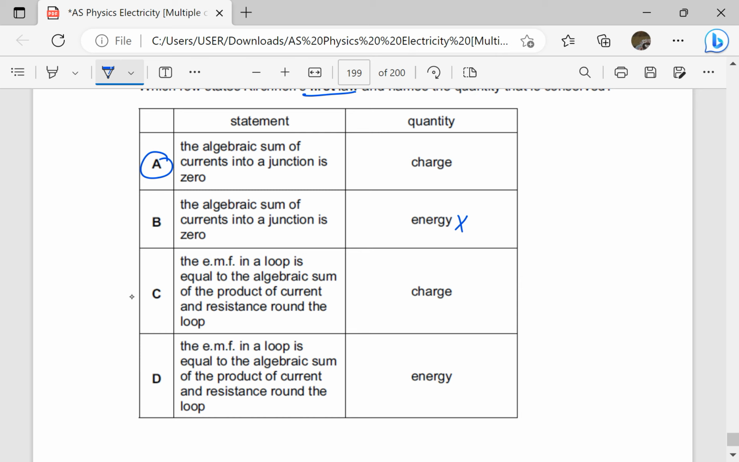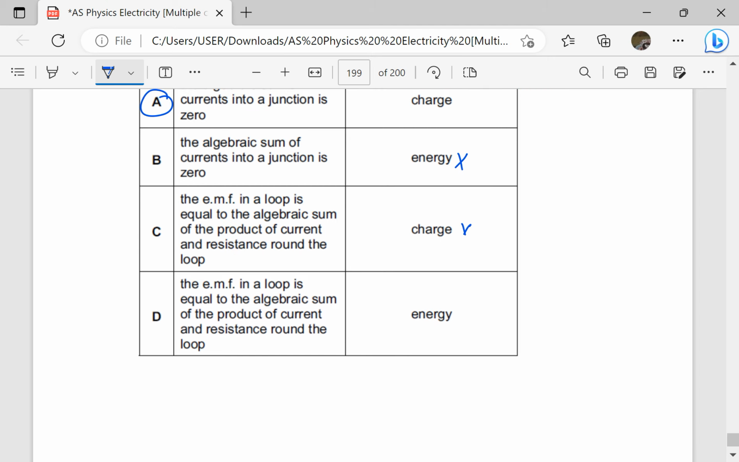The EMF in a loop is equal to the algebraic sum of the product of current and resistance around the loop. And this one is showing conservation of charge, which is wrong. EMF cannot talk about charge when you're referring to EMF. The EMF in a loop is equal to the algebraic sum of the product of current and resistance around the loop. That's conservation of energy. Of course, this would be making some sense, but the algebraic sum of EMFs and the potential drops is equal to 0. So the answer is going to be A.